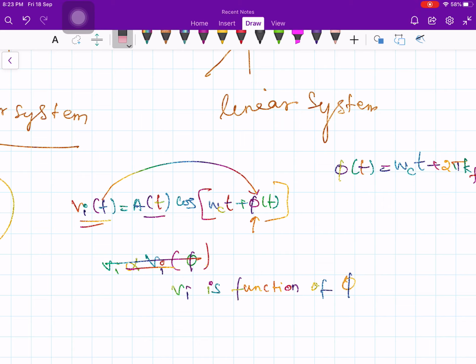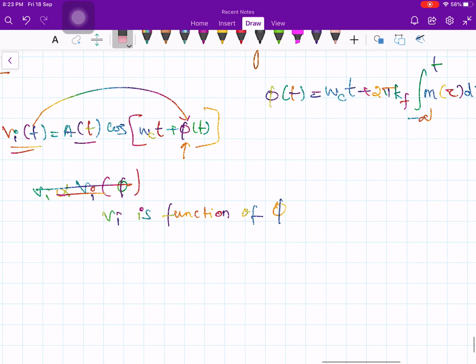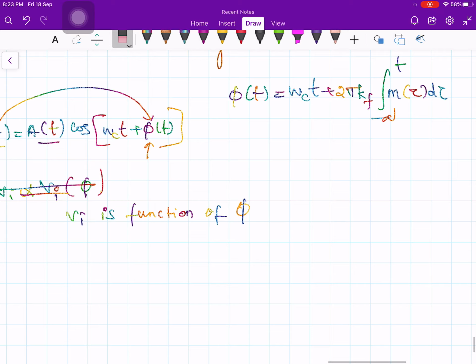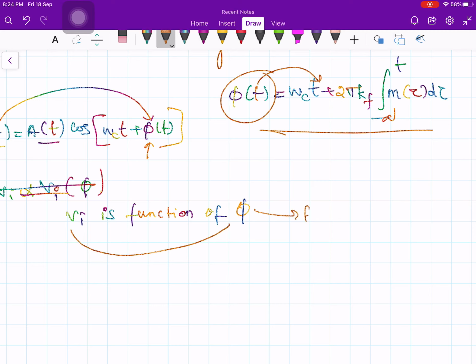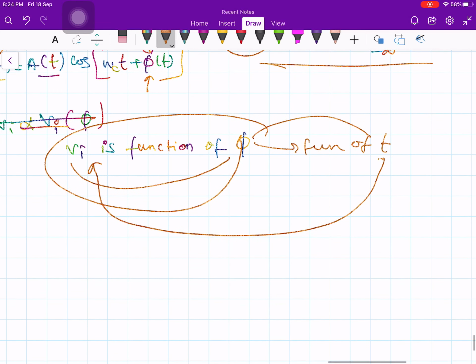This is a slightly subtle point, okay, please try to understand this. What is your phi of t? It is of this form, omega ct plus 2 pi kf times integral of m of tau d tau. So this phi of t depends on time. Now what I am saying is Vi is a function of phi and phi is a function of time. So indirectly your Vi is a function of time, but in our analysis we consider Vi a function of phi and phi a function of time. Let's say there is a parametric relationship.